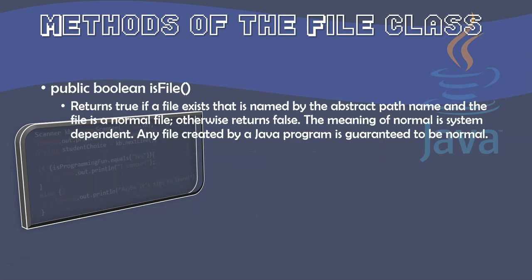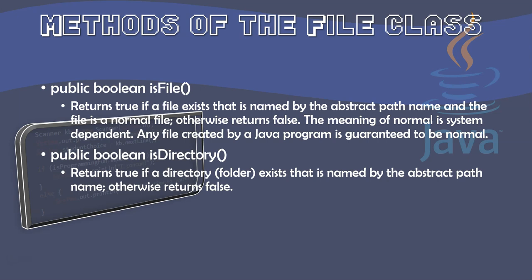Then additionally, we have the isFile. What this one, of course, does is return true if the file exists that's named by that abstract path, and the file is, of course, a normal file. Otherwise, we're going to get false. We have the isDirectory, which returns true if a directory or folder exists that's named by that path name.